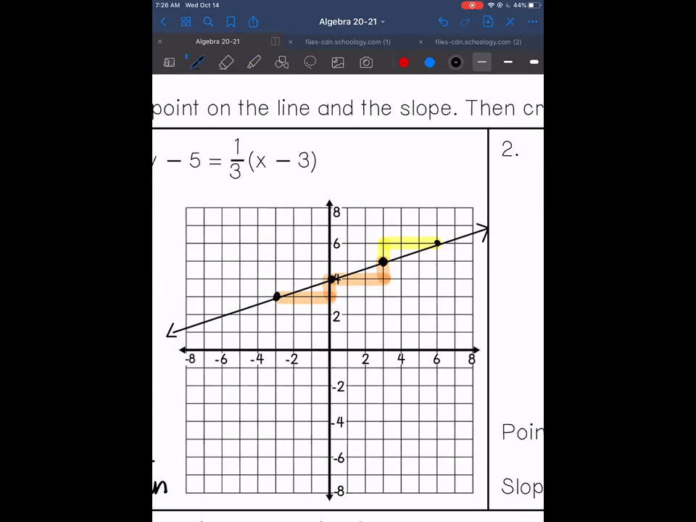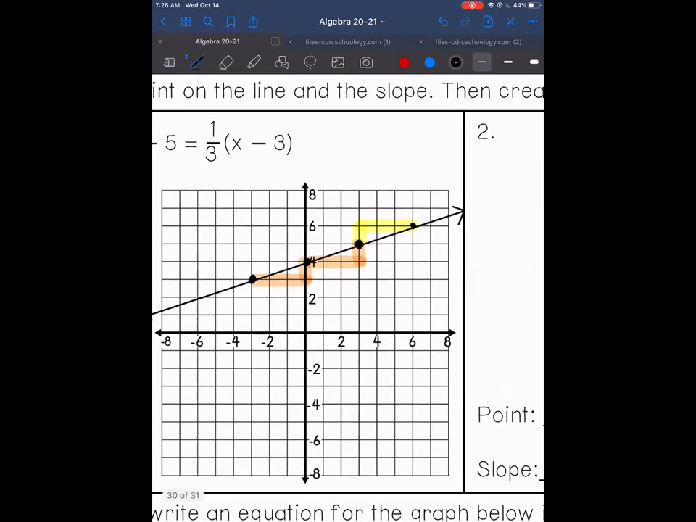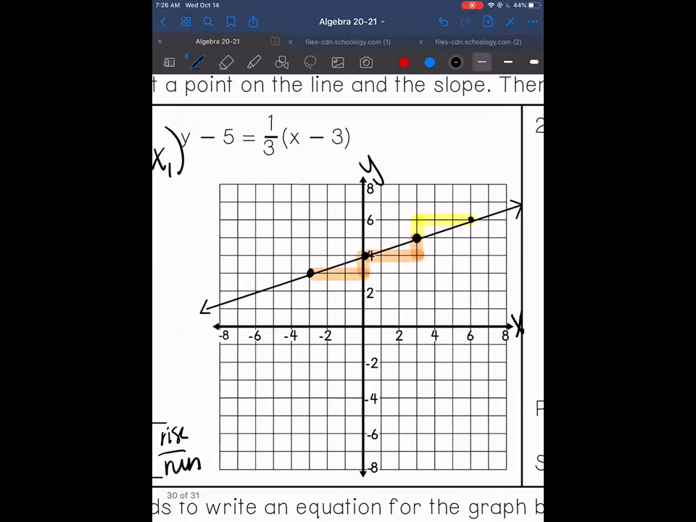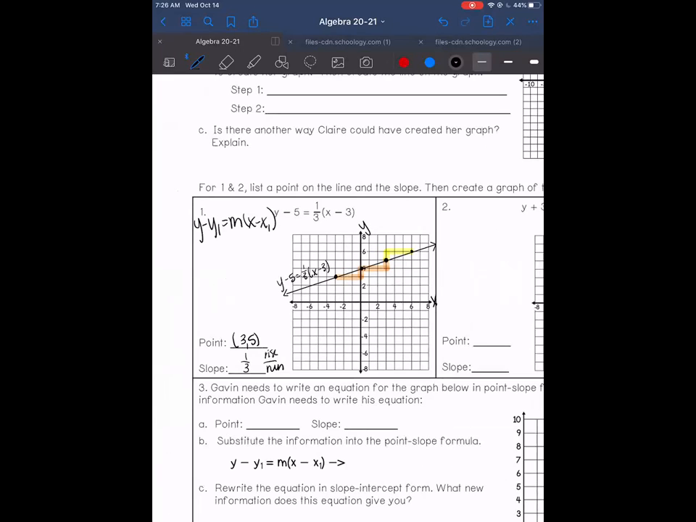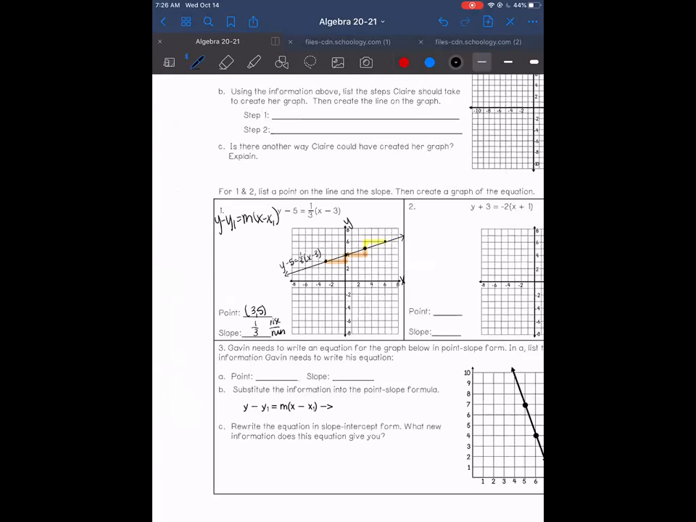So, a couple things to do to make this graph correct. I need to label my axis, and I'm also going to label my line. I'm going to write the equation of the line that I was given. X minus 3. So that's how you would graph an equation in point slope form.